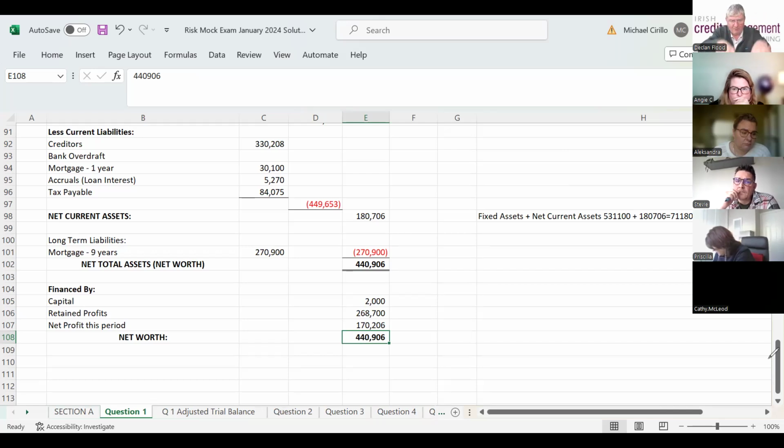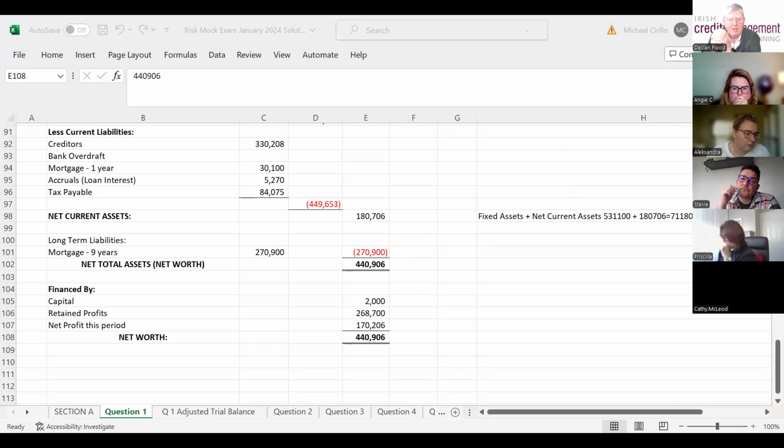So if you have all the things in the correct order, you have your sales, your cost of sales, your gross profit, your expenses, your net profit, and then in the balance sheet, you have your fixed assets, current liabilities, long-term liabilities, and financed by. That's a large part of the marks. If it doesn't balance, there's 3 or 4 things you can do.